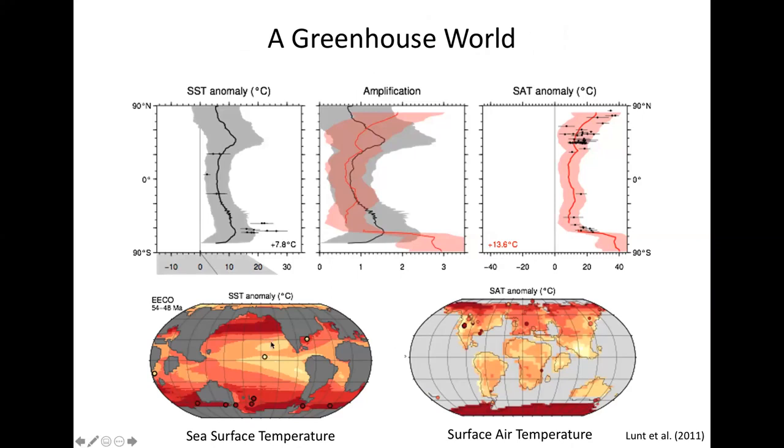So the diagrams here are showing the temperature of the top part of the ocean and the temperature of the bottom part of the atmosphere relative to modern. It was significantly warmer than it is now, particularly at the poles. Okay, so the world was much warmer at the poles at these times.